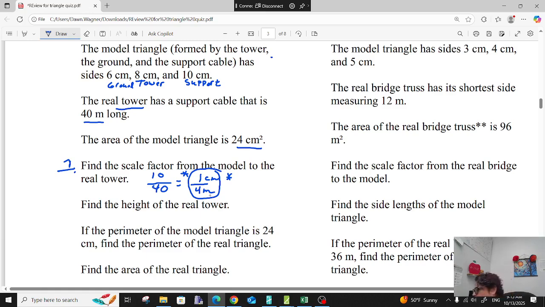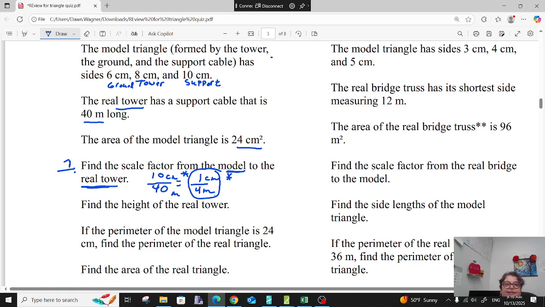It's just 1 centimeter over 4 meters. From the model to the real tower. So model should be first, real tower should be on the bottom. Right? Yeah. So it should be 1 over 4. And on the back it said 1 over 400. That's because they did a conversion that they didn't need to do. This is the correct answer.